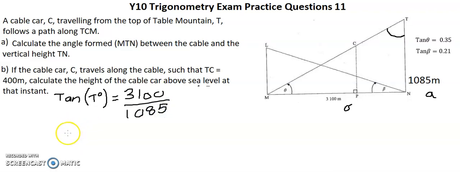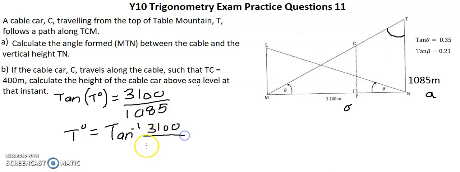I need to get T by itself, so I do the inverse of tan. So the inverse of tan, tan to the negative 1, of 3,100 over 1,085. That gives me the angle for T as 70.7 degrees. So I'm just going to write in the angle, 70.7. So now let's look at the next part that we need to do. We've answered our first part.